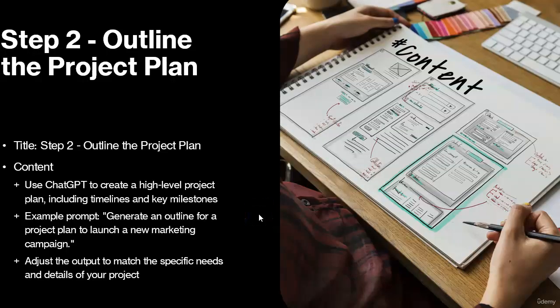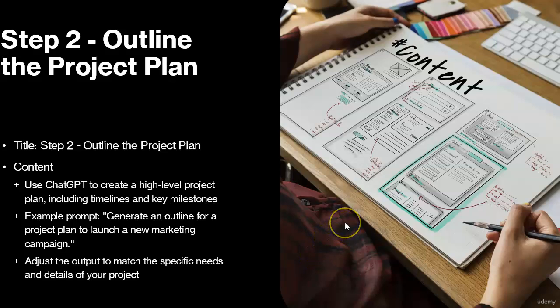Moving on to step 2, outlining the project plan. You can use ChatGPT to create a high-level project plan that includes timelines and key milestones. We will give this example prompt: generate an outline for a project plan to launch a new marketing campaign. We see what project plan it generates. In that case, ChatGPT will provide a draft outline which you can then adjust to match the specific needs and details of your project.